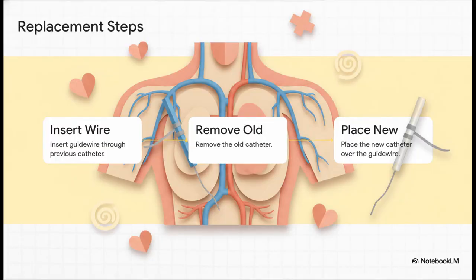To really wrap your head around these complete replacements, it totally helps to visualize the actual clinical procedure. These replacements happen via what's called a guide wire exchange. First, the physician inserts a guide wire directly through the previously placed catheter. Next, they pull out the old catheter, but they leave that wire perfectly in place. Finally, they just slide the brand new catheter right over the guide wire. This very specific 3-step clinical process is exactly what qualifies the procedure as a replacement, requiring absolutely no new access site.